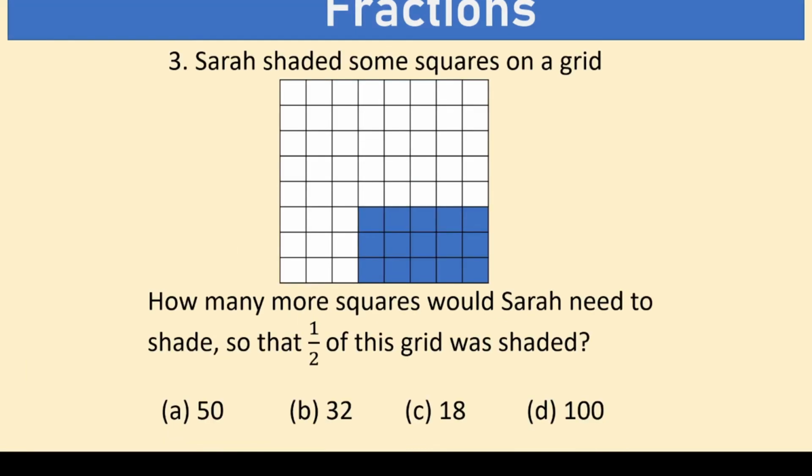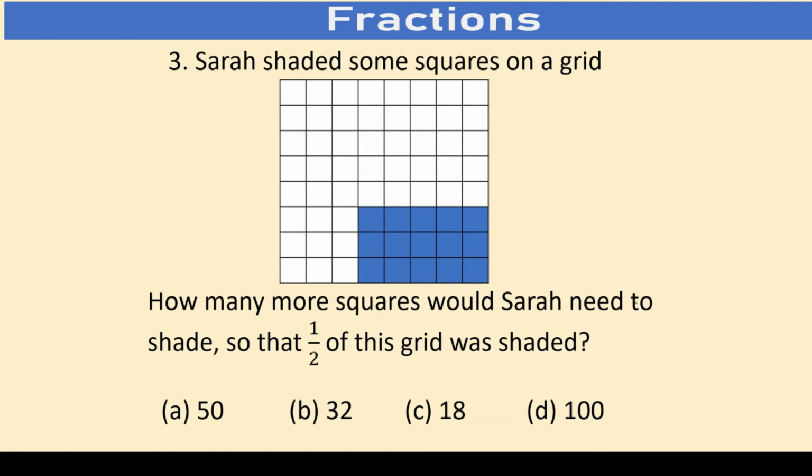Let's read the next question, which says, Sarah shaded some squares on a grid. How many more squares would Sarah need to shade so that half of this grid was shaded? Now, first we should find the half of this grid, but before that, let's find how many squares are there in this grid. So, first we'll count the number of columns, which are 8.